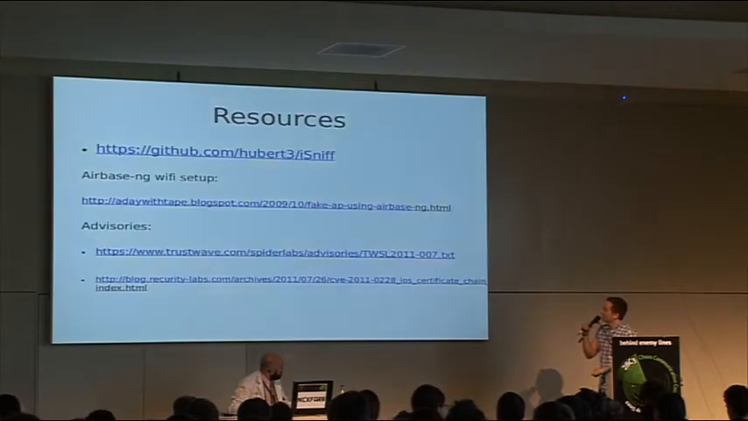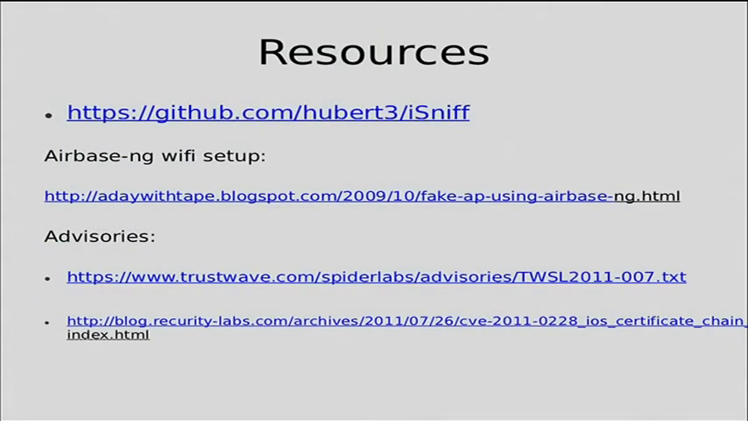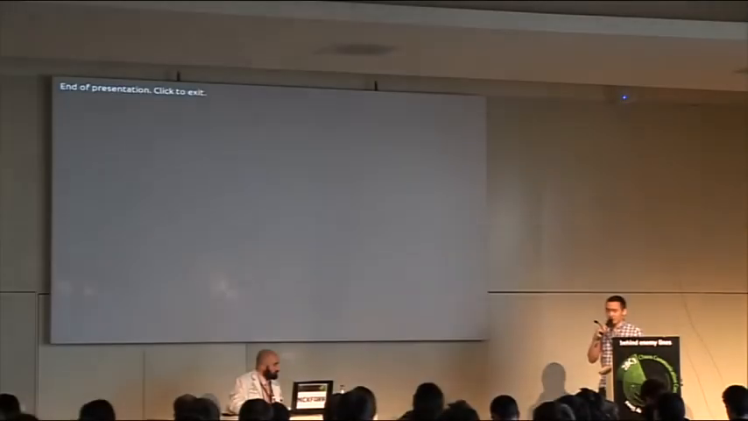So these are the resources. It's a little Python project on GitHub. This is some instructions for how to set up the Wi-Fi connection with iptables and Airbase. And these are the two advisories from the guys that found the original iPhone bug. Okay, thanks very much. Any questions?